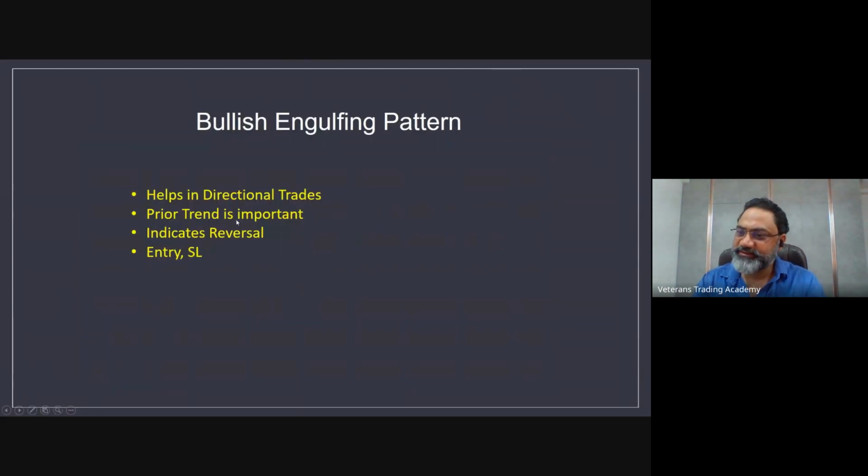And again, it's a directional trade. Prior trend is important. Trend has to be down. It indicates reversal, and entry is again either at close or the next day in the morning, and stop loss is the low of the candle.